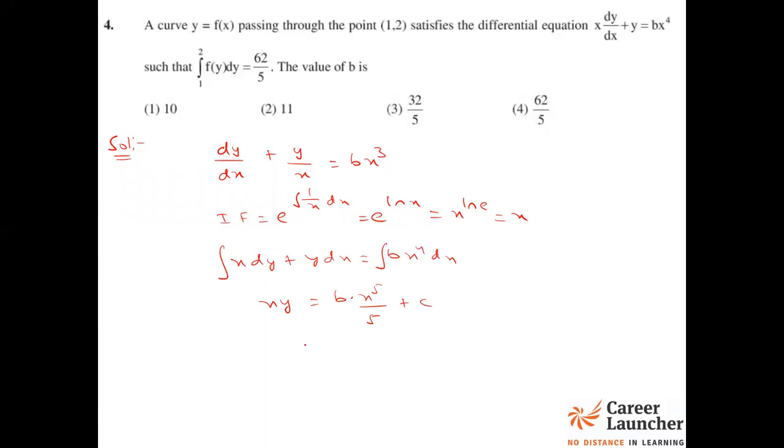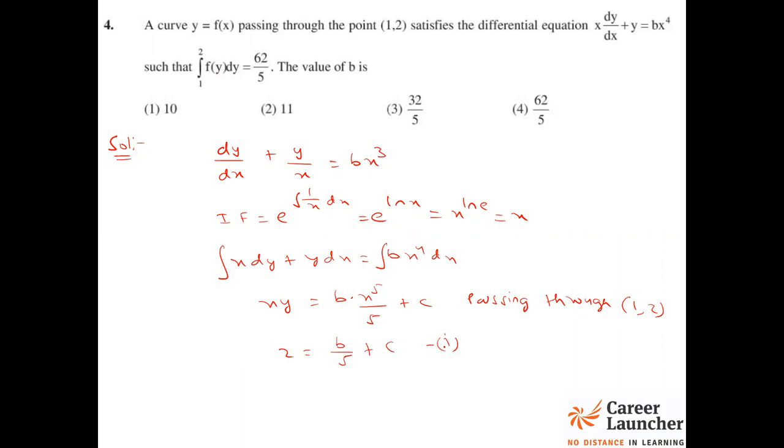Right? Now this should be passing through the point 1, 2, because it's given in the question. So substituting x equal to 1, y is equal to 2, we get 2 is equal to b by 5 plus c. Let this be the first equation.